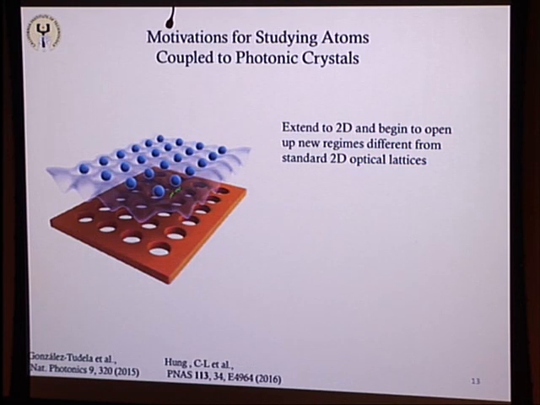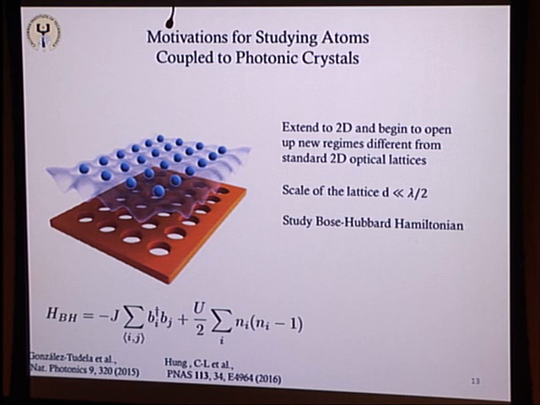So, like I said, this can be extended out into 2 dimensions, and this gives you a different regime than you would normally see in conventional optical lattices, because now these atoms are going to be coupled to not only this nanophotonic structure, but the actual structure itself can have a lattice scale that is much less than lambda/2. So the atoms will sit in trap potentials that are much closer together than you would get in a conventional optical lattice.